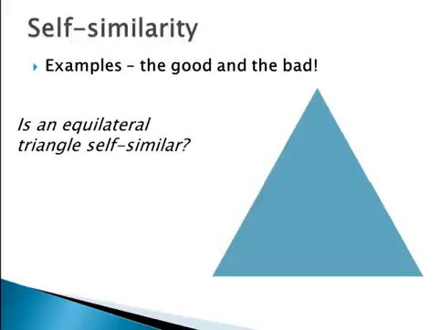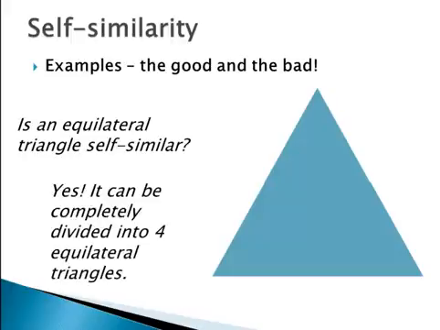Let's look at some objects that are self-similar and some that are not. The triangle, for example, represents an equilateral, but is it self-similar? Well, can you divide it into parts that look just like this one? Well, yes, you can. You can completely divide it into 4 equilateral triangles. And you could continue to divide the smaller triangles the same way an infinite number of times.